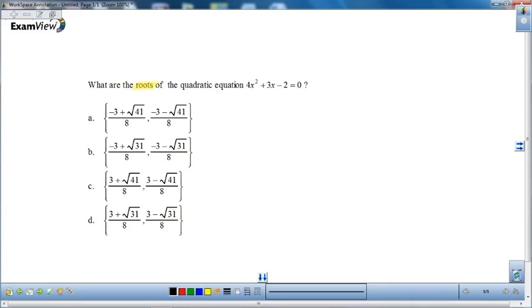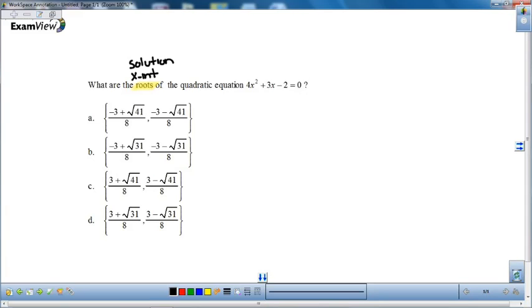It's asking what is the root of the quadratic equation. Remember, root is another word for x, which is another word for solution. So we're trying to find the solution, the x-intercept, the root. In order to do this, I have to either factor, complete the square, or use the quadratic formula. And by looking at my answers, I'm going to be using the quadratic formula.